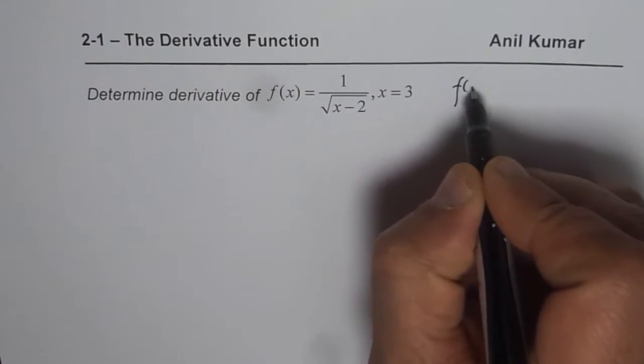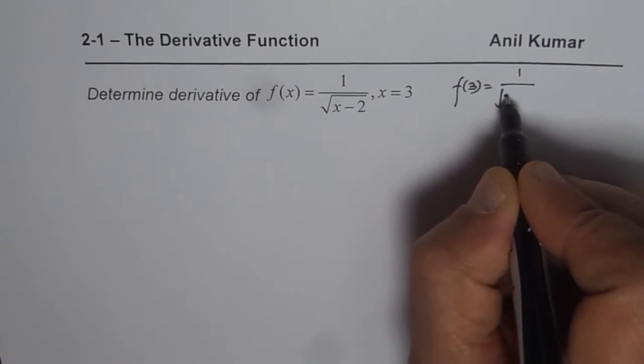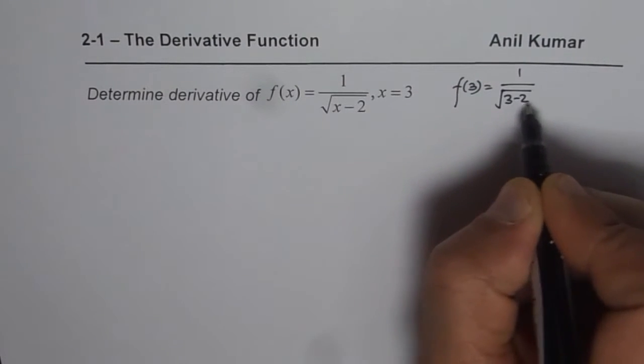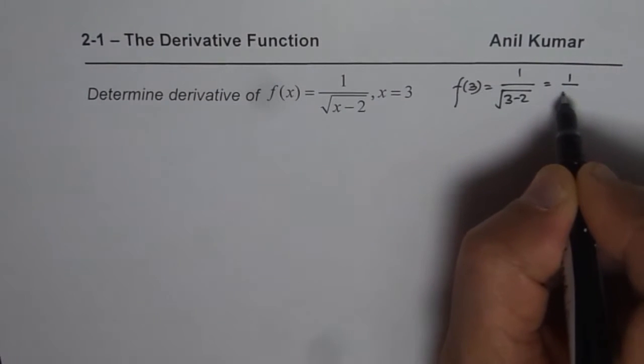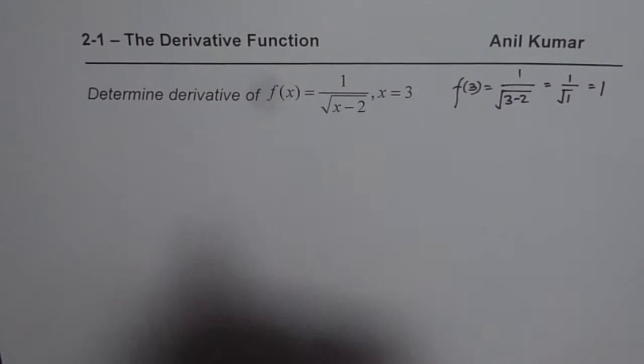So what is f of 3 for us? f of 3 is equal to 1 over square root of 3 minus 2, which is 1 over square root of 1, or 1. So f of 3 is 1 for us.